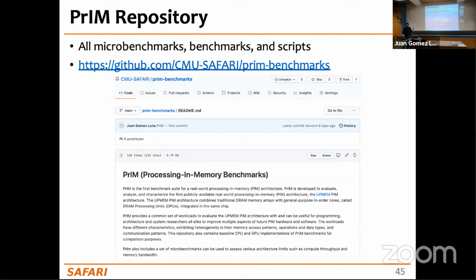I showed you the papers, but all our code is also publicly available, microbenchmarks, and even the scripts that we have used for our experiments, they are available in our repository.